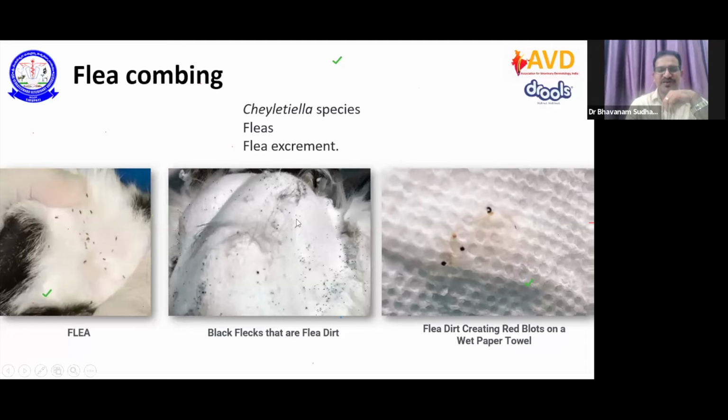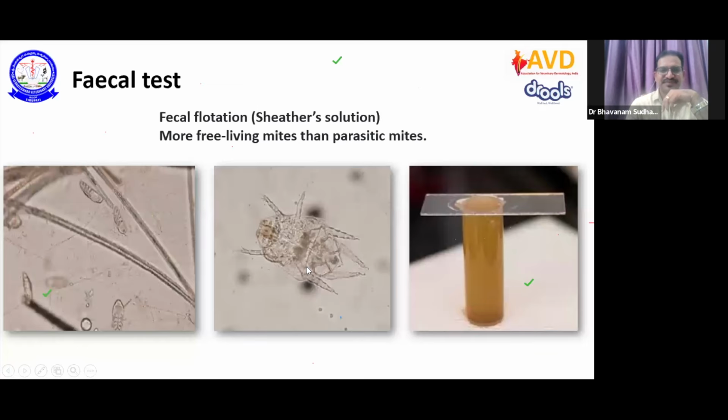And later we are going to wait for 10 seconds or 20 seconds. We are going to see this black color become a red color around the black spots. This indicates that it is blood, which is voided by the fleas. This is the confirmation of flea infection in cats.